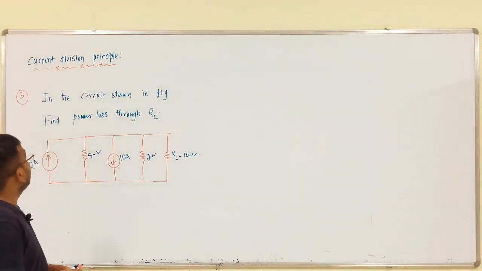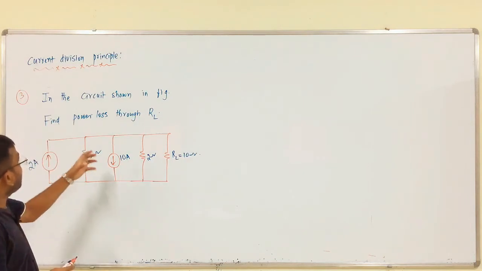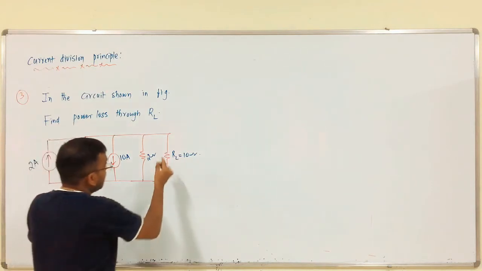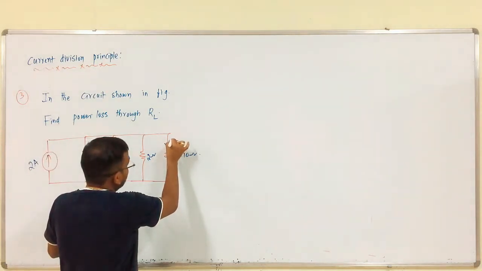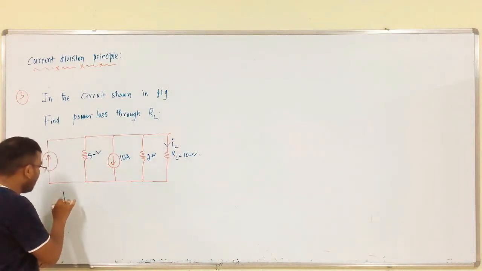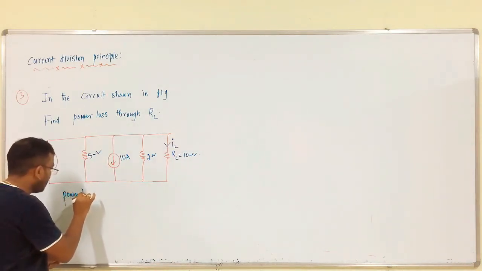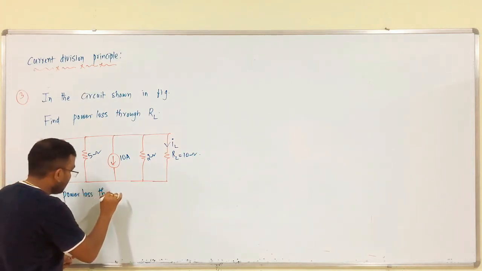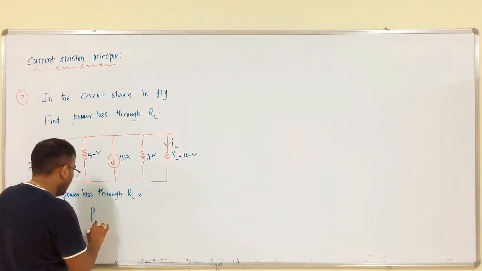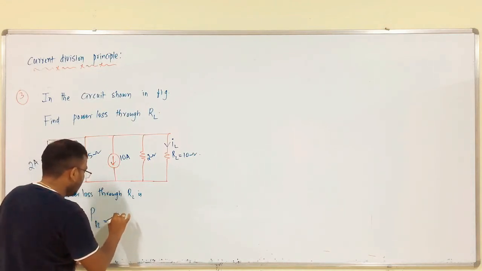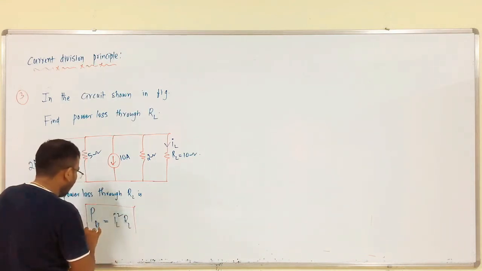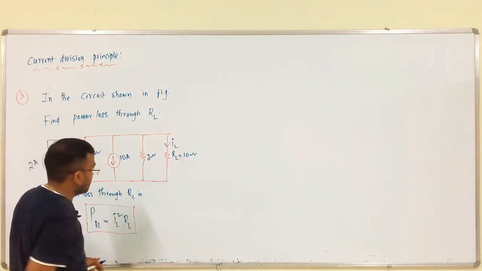Next problem is, in the circuit shown in the figure, find the power loss through RL. So, we have to calculate the power loss through RL. That means we first have to calculate the current through this branch, say IL. The power loss through RL, P_RL, equals IL square into RL, right. So, first we have to calculate the current through this branch. RL is given as 10 ohms.